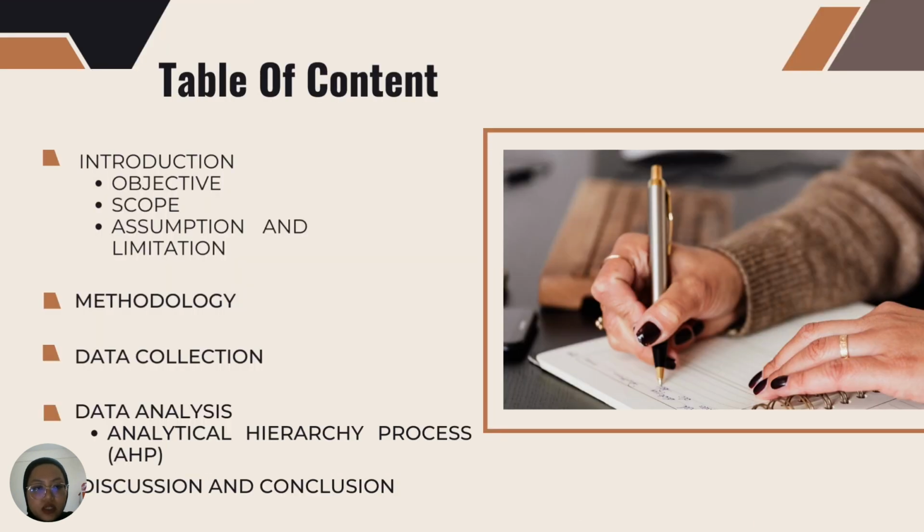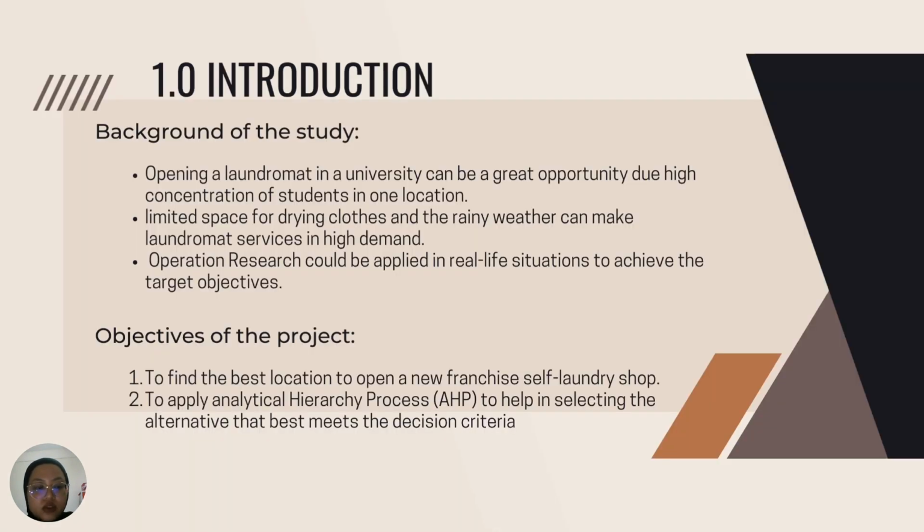So, this is the table of contents, which consists of introduction, methodology, data collection, data analysis, and discussion and conclusion. The background of the study: opening a laundromat in a university can be a great opportunity due to the high concentration of students in one location. Limited space for drying clothes and the rainy weather can make laundromat service in high demand. Operation research could be applied in real-life situations to achieve the target objective.